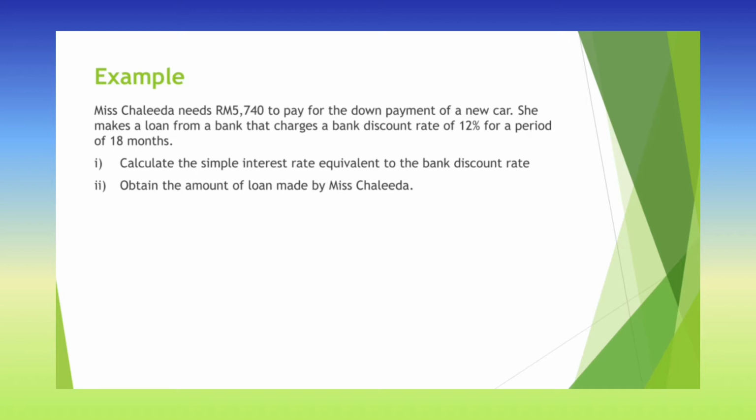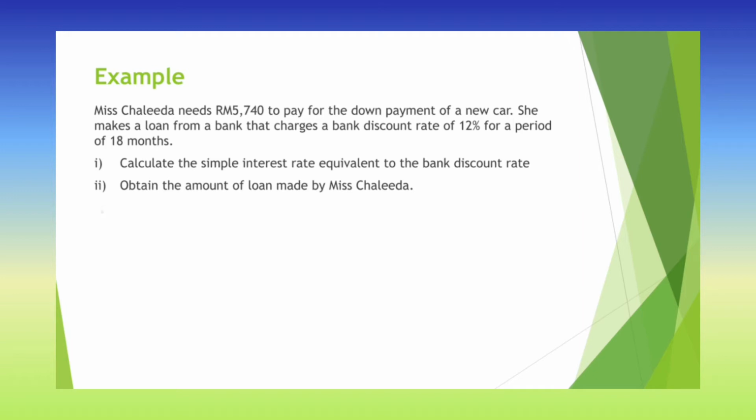She makes a loan from a bank that charges a bank discount rate of 12% for a period of 18 months. So question number 1, calculate the simple interest rate equivalent to the bank discount rate. And question number 2, obtain the amount of loan made by Miss Khalida.